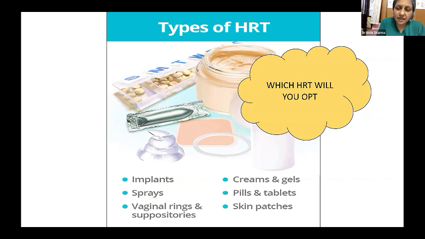Synthetic progesterone should not be used, ma'am. Natural progesterones are better, because the anti-apoptotic properties are not there with the synthetic ones. So we have choices of doses also. A 2.5 milligram dose of progesterone has also come. That is a very low dose now, so we can prescribe it.